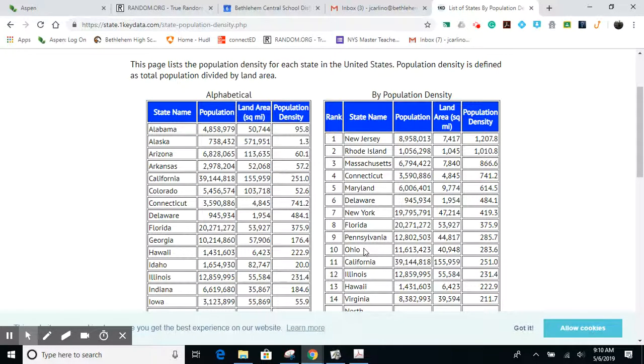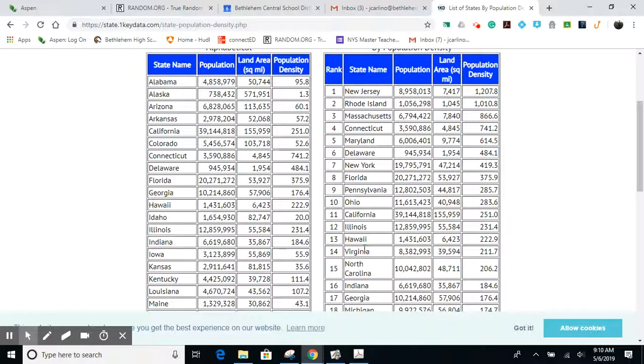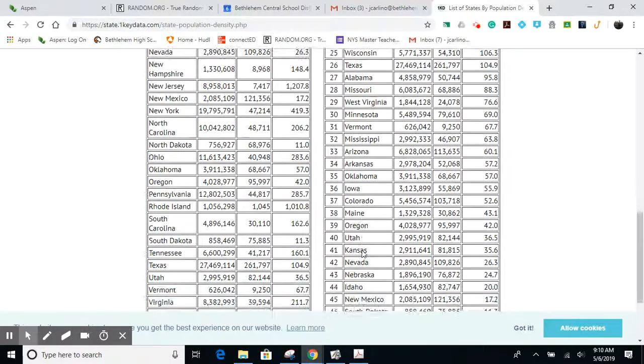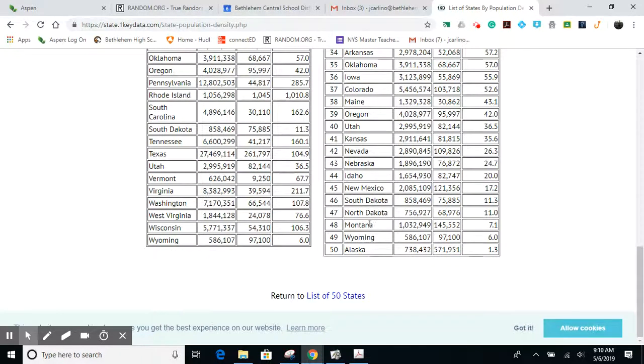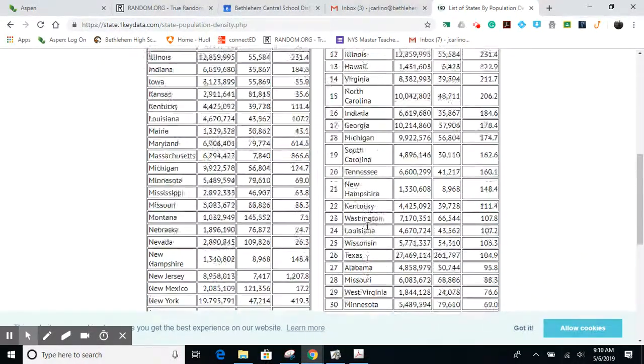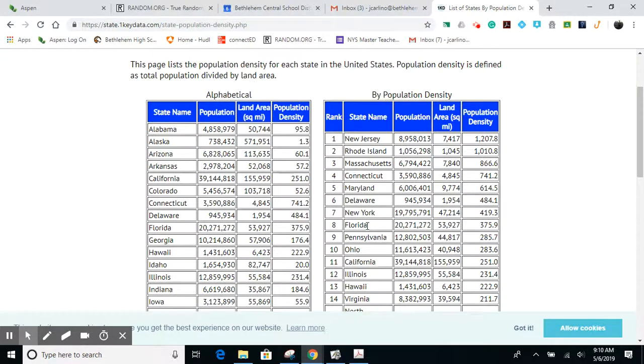Delaware's number 6, New York number 7, Maryland 5. Yep. So there you go. Texas 26. Yep. Montana, Dakota, both Dakotas low. Idaho. Yep. All right. So there you go. So we okay on the concept of population density?